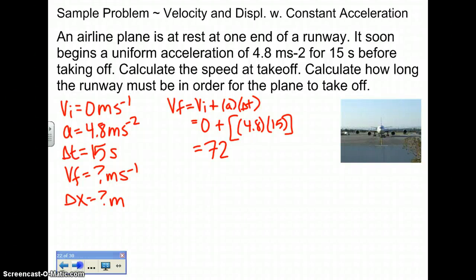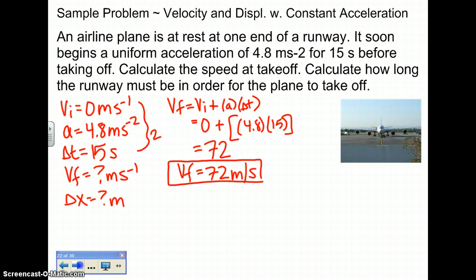Calculator should read 72. Looking over here at your givens, you only want 2 sig figs, so therefore your final answer is 72 meters per second. All right, to solve for the second half of the problem of how long must this runway be, this is going to be our third kinematic equation.